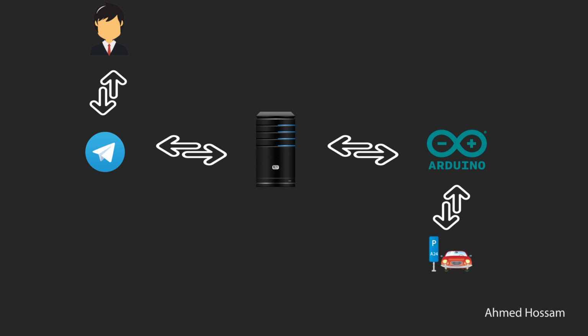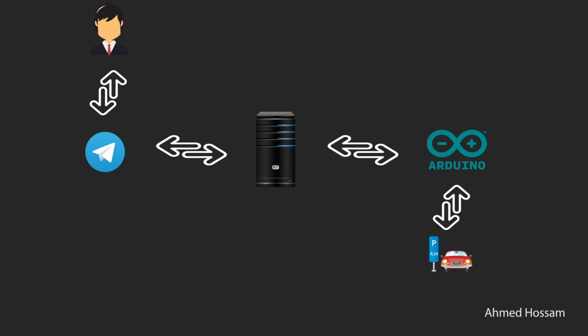The first part is the bot, which communicates with the server. The second part is the server itself. The server has all the information about the slots. And the third part is the Arduino part. The Arduino part is connected to the parking slots, which have an RGB LED and a sensor. The sensor detects its availability, whether it's occupied or not, and it sends this data to the server. The server then sends this data to the bot, which communicates with the user.